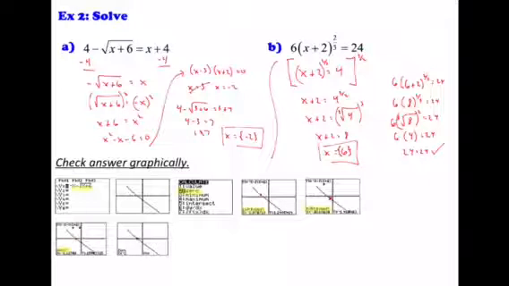And then when you press enter one more time, it'll give you the 0 is at x equals negative 2 when y is 0, but we already know that. We set it up because y is equal to 0. So that's a way that you can actually check your answers graphically, not just with square roots, but with any types of functions.